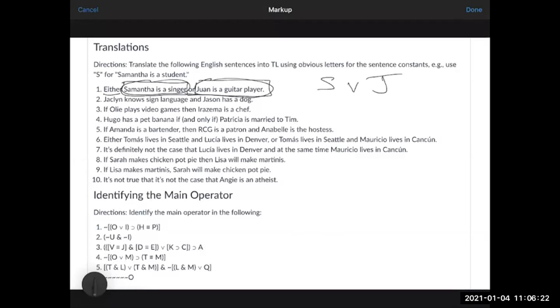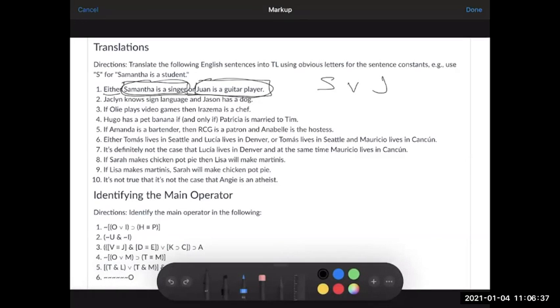Now, if you don't pick S and J in this particular case, that's okay. What really matters here is that you're understanding the underlying logical structure. So if you end up writing instead of that, let's just say you wrote S or G, right, for singer or guitar player, that's fine. I can still recognize the underlying logical structure. So as long as you're able to answer something like that's fine, right?